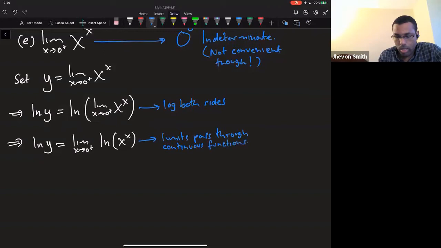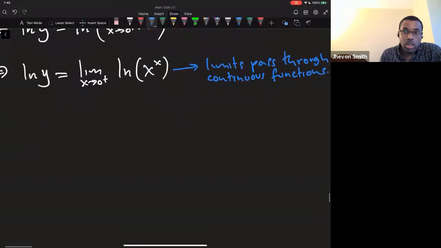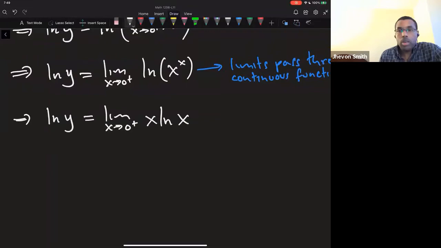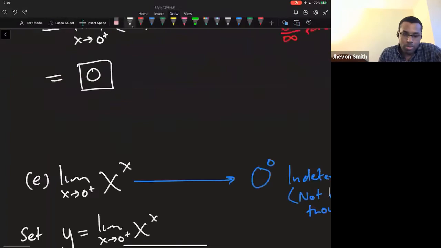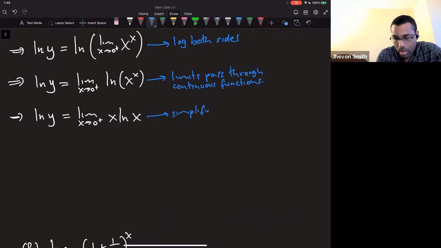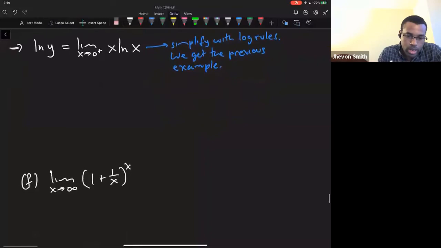And now what you'll notice is the logarithm allows us to simplify that thing. This gives us the limit as x approaches zero of x ln x. Now what you'll notice about that guy is he's the guy we did before. What we did here was simplify with logs. We get the previous example. Now, just to reiterate, I'm going to go over it again, but I could just plug in the answer we got last time here and it wouldn't matter.